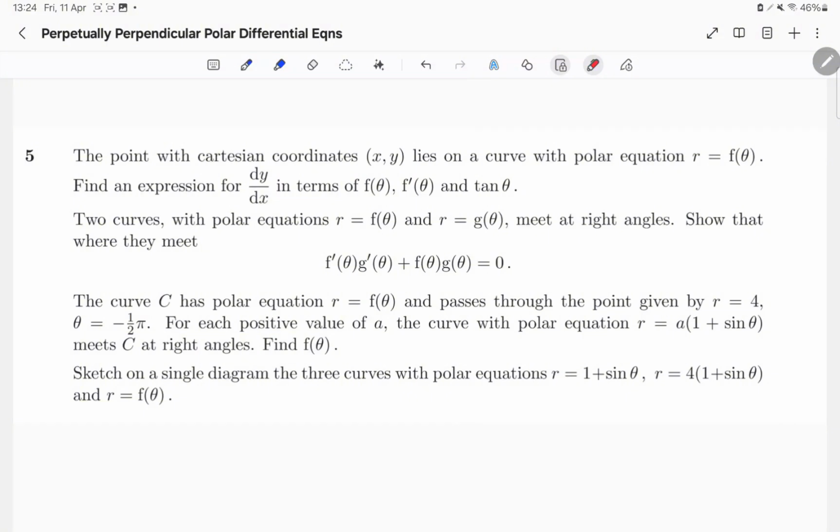For each positive value of a, the curve with polar equation r is equal to a of 1 plus sine theta meets C at right angles. Find f of theta. Sketch on a single diagram the three curves with polar equations r is equal to 1 plus sine theta, r is equal to 4 of 1 plus sine theta, and r is equal to f of theta. Pause the video now to have a think, and once you're ready, restart to see if you were correct.